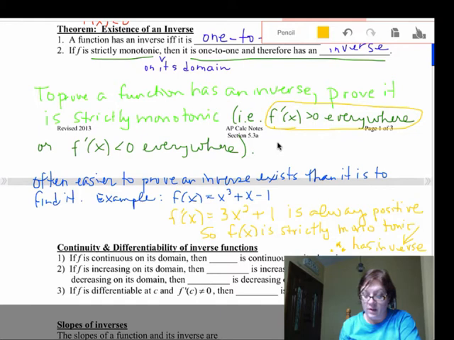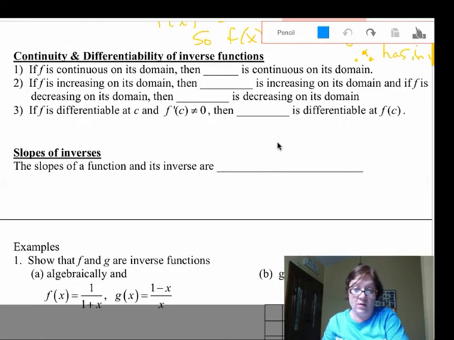And you probably wouldn't actually be asked to find it, you would get asked if it has an inverse. And so rather than trying to find it, that's what I could do.